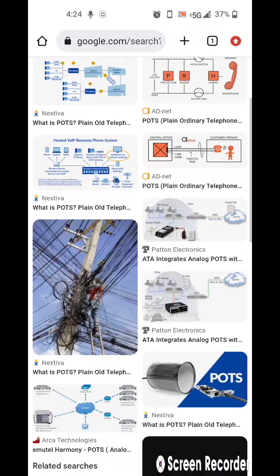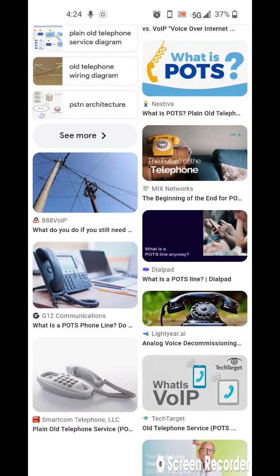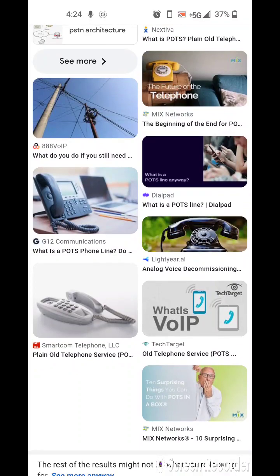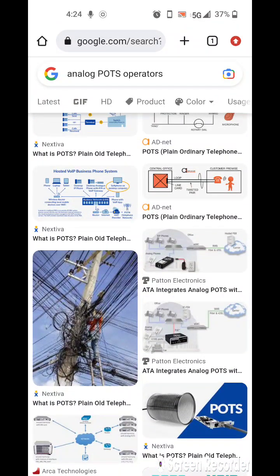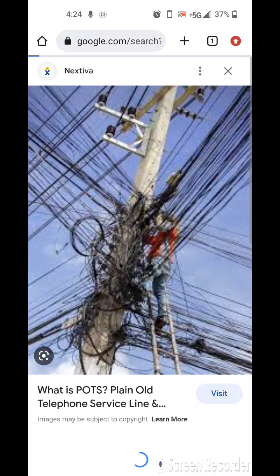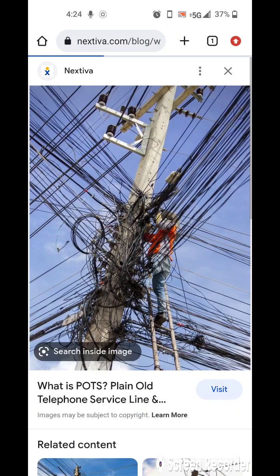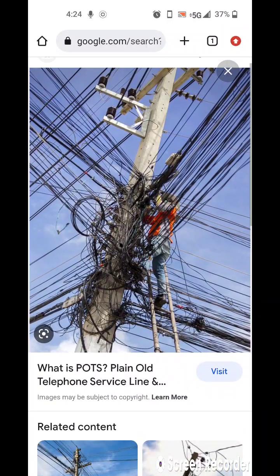Okay? This is POTS. It has to be maintained. If someone wants to eavesdrop on you on your POTS line, they have to do this. Okay? They literally have to tap into your system, whether it be on the pole or all the way at the central station.